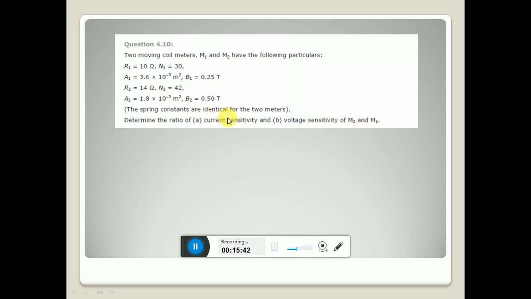So current sensitivity of M2 by current sensitivity of M1. Similarly, voltage sensitivity of M2 by voltage sensitivity of M1 we have to calculate. So let us see the solution once here.